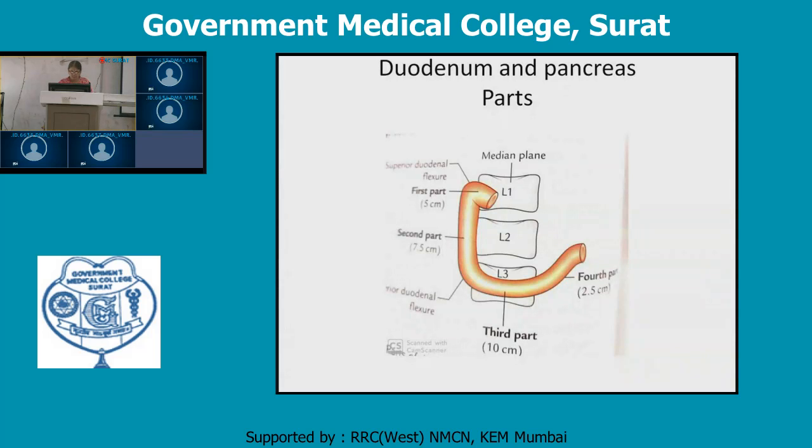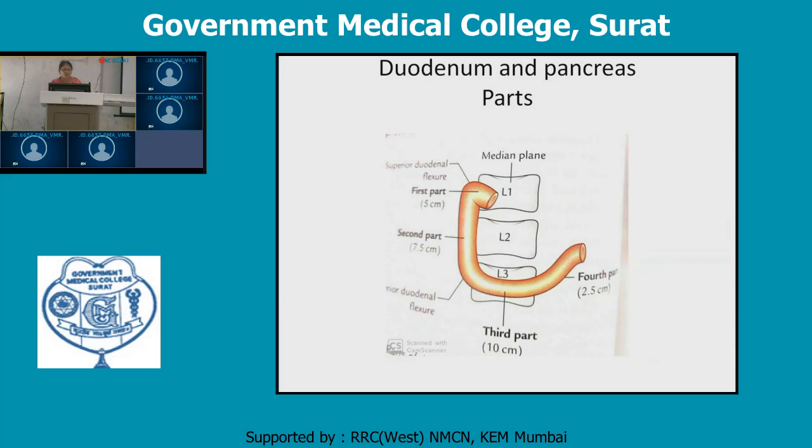From this flexure, it will take a turn. Flexure means there is a sharp acute turn. So this is the superior duodenal flexure, and this is the first part of the duodenum. It is 5 centimeter long, and its proximal 2.5 centimeter, I told you, is intraperitoneal and mobile, and the distal 2.5 centimeter is retroperitoneal and fixed.